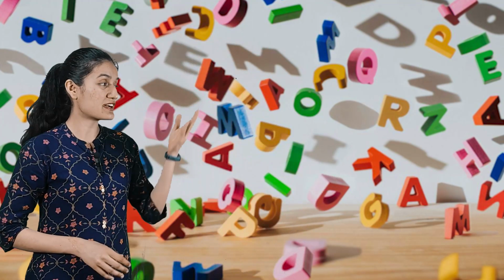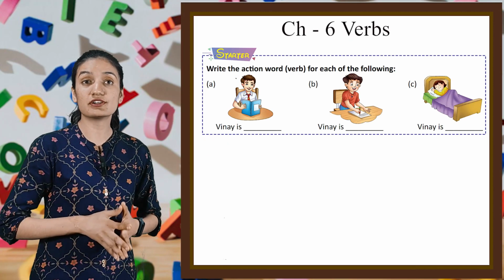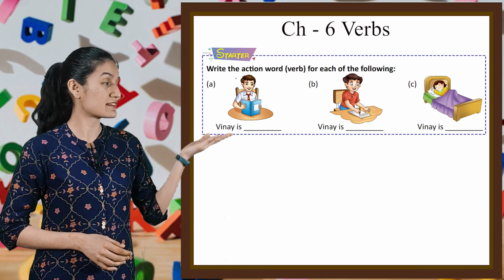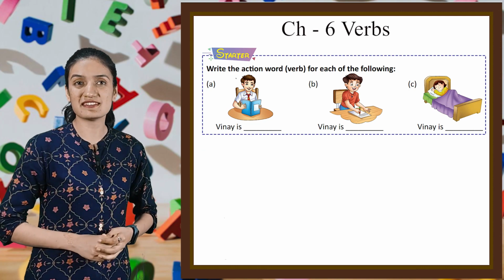Today we are going to start chapter number 6, verbs. So let's begin. Write the action word verb for each of the following. Let's see. Vinay is, Vinay is, Vinay is. So you have to write the action of these pictures.